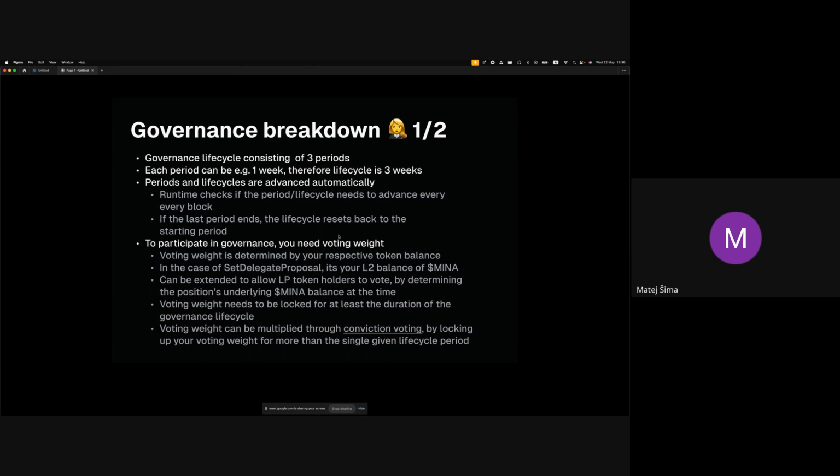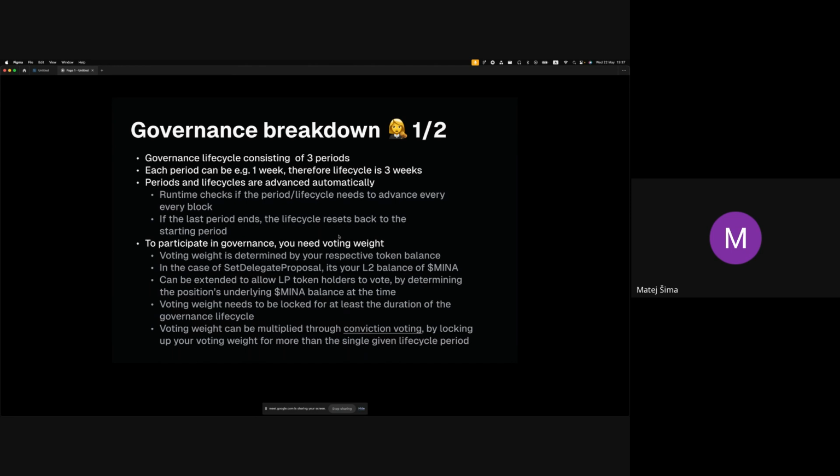We can also, in the future, down the line, not now, extend the governance implementation to take your LP positions into account. So you have your Mina on the L2, you provide liquidity for a pool. That means you still have the Mina, but it's in the pool and it's actively being traded. The snapshot or the representation of your tokens in the pool is your LP token balance. So we also have plans to allow LP token holders to participate in the governance as well, because that's really important. All the incentives are aligned there. They're long-term locked into the protocol, so they should be able to vote, same as people who have unlocked Mina balances.